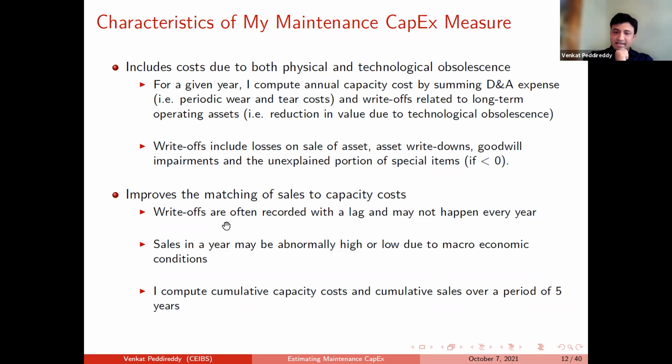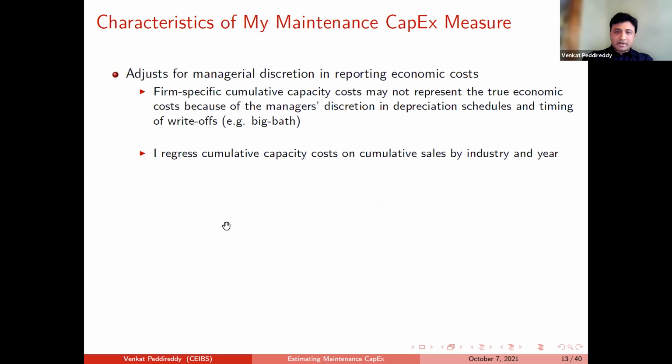Also, the sales in a particular year could be abnormally high or abnormally low due to macroeconomic conditions. And the other thing is, we are not modeling a variable cost here. It's a capacity cost. It doesn't change with sales as much as the variable cost changes, right? So a year-specific firm measure doesn't serve the purpose really, even though it's a very easy way to compute it. So what do I do?